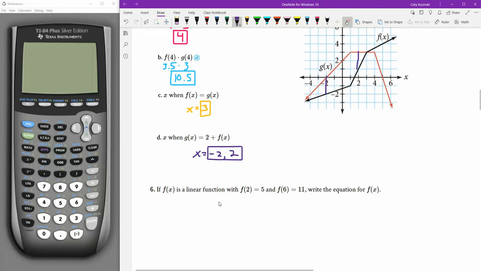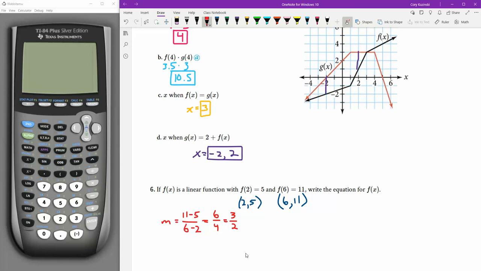All right, if f of x is a linear function with f of 2 equaling 5 and f of 6 equaling 11, write the equation for f of x. Well, they've essentially given us 2 points here. 2, 5, when the input is 2, the output is 5, and 6, 11. When the input is 6, the output is 11. So from that, we can figure out slope. 11 minus 5, that's the change in y, over 6 minus 2, that's the change in x. So that gives us 6 over 4, or 3/2.